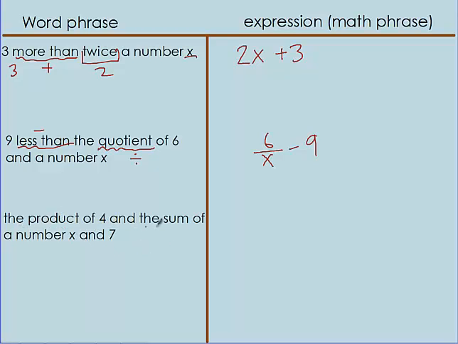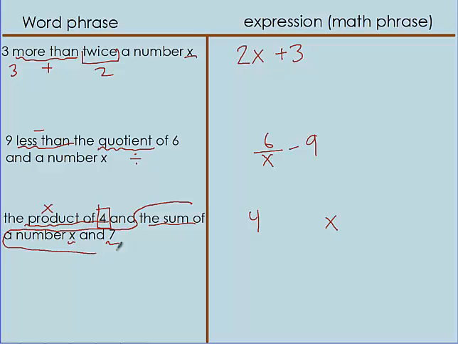The product of 4 and the sum of a number x and 7. Okay, it's a little bit more tricky. So we got an x and a 7 in here. So sometimes you want to just work this backwards. So we got a product of 4 and the sum of a number x and 7. So when you do a product, this means multiply. And you're multiplying 2 things. So the first thing you're multiplying is the 4. And the other thing you're multiplying is actually this whole part here on the right.